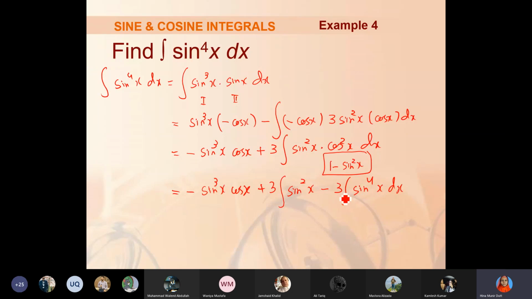It appears with a coefficient of minus 3, so I can take this term to the left hand side. It becomes the integral of sine 4x plus 3 times the integral of sine 4x, so 4 times the integral of sine 4x dx is equal to minus sine cube x cos x plus 3 times the integral of sine square x dx. I can divide by 4 on both sides. Now how to integrate sine square x?